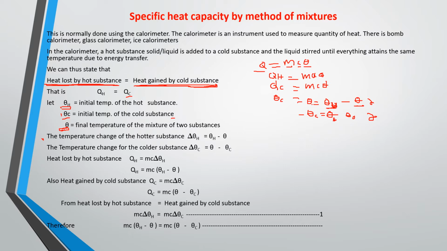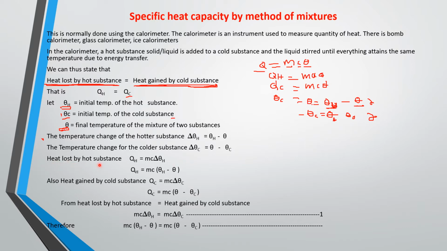Okay, so if we come back to what is written here, the temperature change of the hot substance is equal to the initial hot temperature minus the overall final temperature, and the temperature change for the colder substance is equal to the final temperature minus its initial temperature. So having known that, we can now begin to look for the quantity of heat.